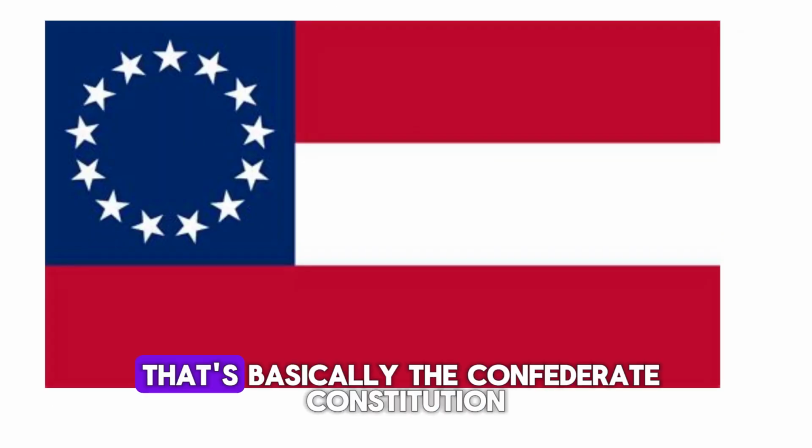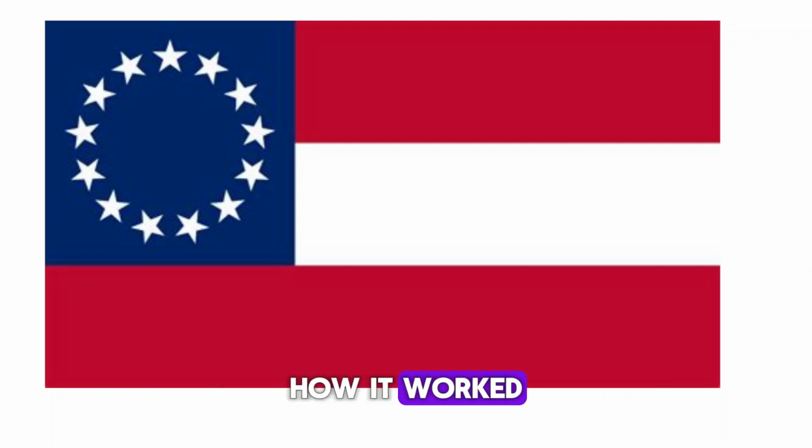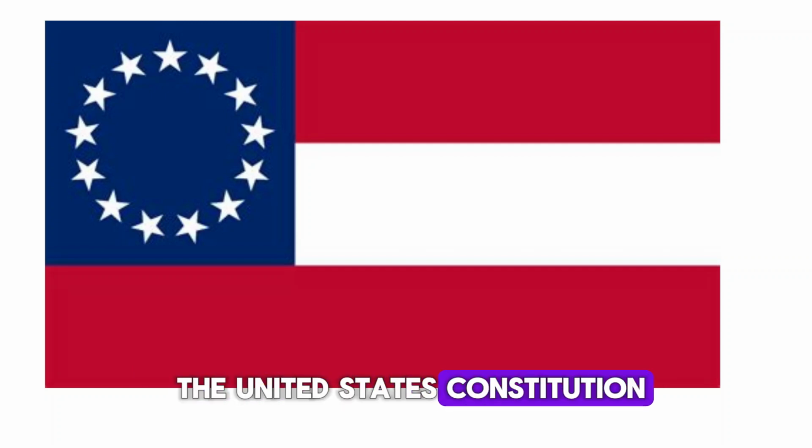So there you go. That's basically the Confederate Constitution, how it worked, how it was different from the United States Constitution, how it was similar.